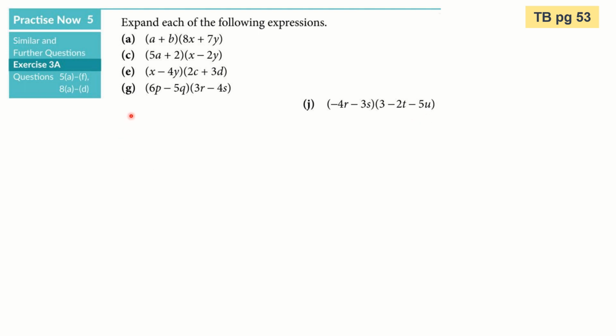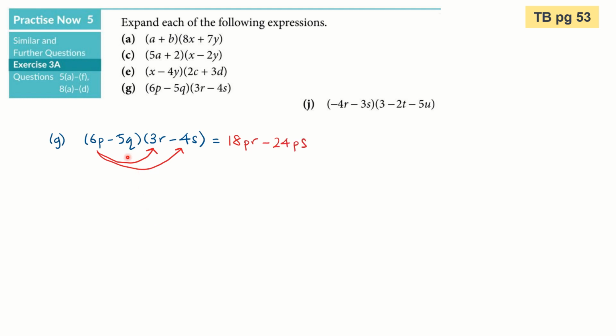But first, let's take a look at part G. We have 6p minus 5q multiplying with 3r minus 4s. So doing our same distributive method or distributive law, we will have 6p multiplying with 3r, which results in 18pr, and then 6p times negative 4s, and that will result in negative 24ps.